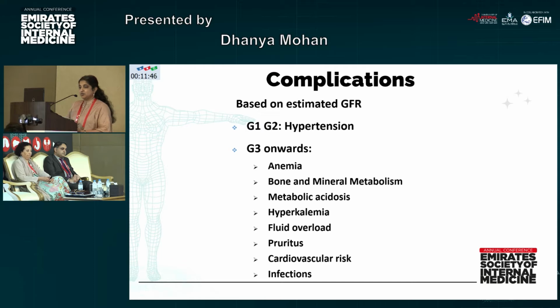Usually in grade 1 and 2, when the GFR is above 60 mils per minute, the only complication one might encounter is hypertension. And from grade 3 and below, that's when GFR is below 60 mils per minute, one could encounter other complications like anemia, abnormalities of bone and mineral metabolism, electrolyte abnormalities like metabolic acidosis, hyperkalemia, and fluid overload. And one particular symptom which is quite troublesome for the patients in the advanced stages is pruritus. And across the stages from grade 3 onwards, there's an increased risk of cardiovascular disease and infections in CKD patients.